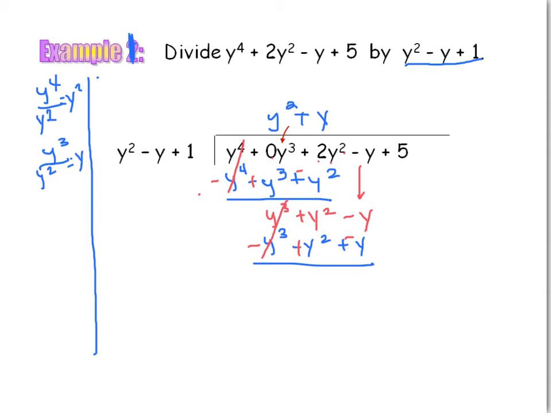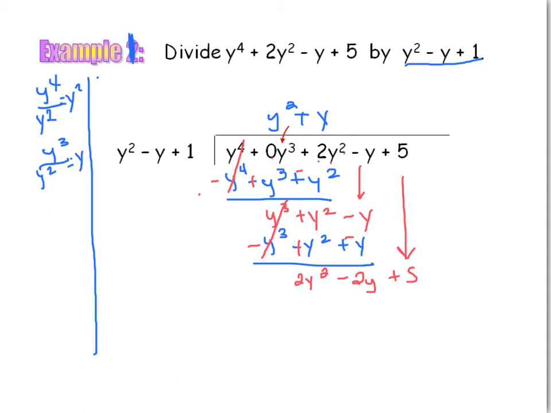First set should cancel out. If it doesn't cancel out, you did something wrong. Add these together, you get 2y squared minus 2y. Bring down the next term. All right, and then we start over. We have a new first term.